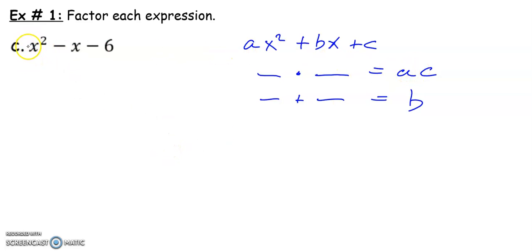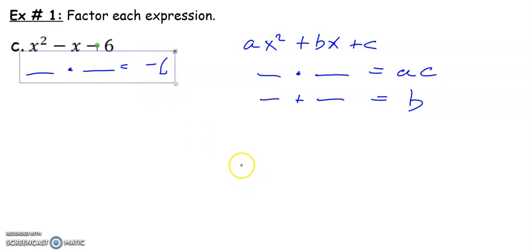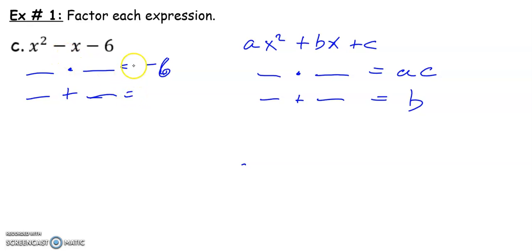So we're going to take the number in front, 1. I'm going to do 1 times negative 6, and I'm making a negative 6. Then I'm going to ask myself, what two numbers not only multiply to give me negative 6, but add to give me negative 1? I'm going to go through the list. What numbers multiply to give me negative 6? 1 and 6, 2 and 3. And that's pretty much it.